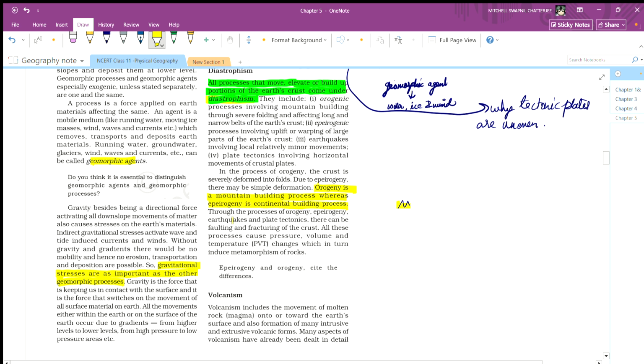Due to the processes of orogeny and epeirogeny, earthquakes and tectonic plates, there can be faulting and fracturing of the crust. All these processes cause pressure, volume, and temperature changes, which in turn induce metamorphism of rock.